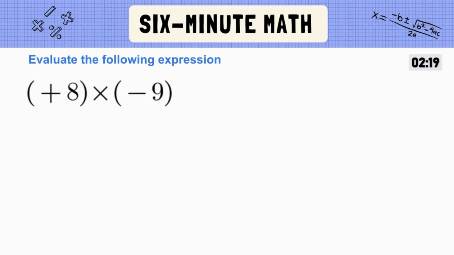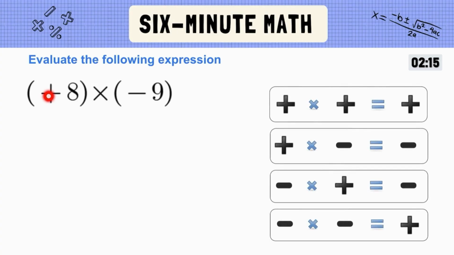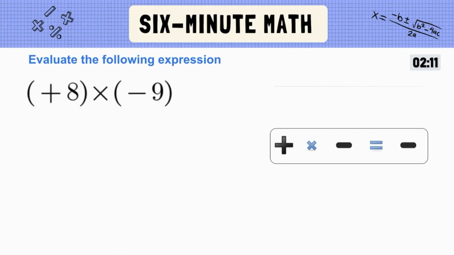Let's evaluate +8 times -9. I have a positive times a negative. A positive times a negative results in a negative. And 8 times 9 is 72.